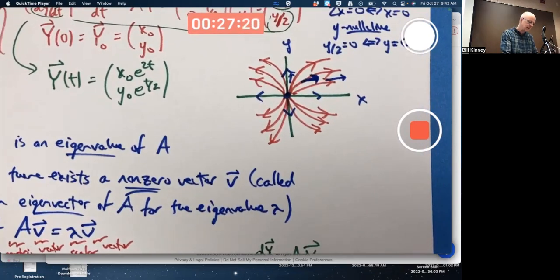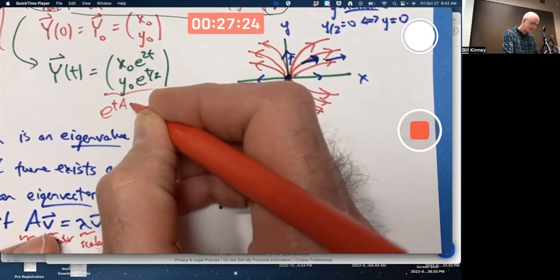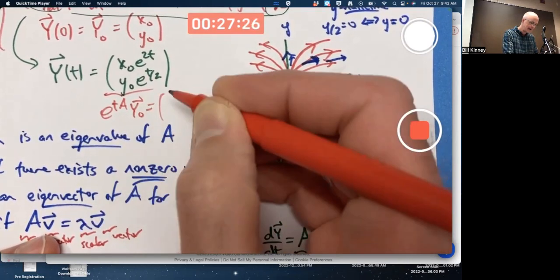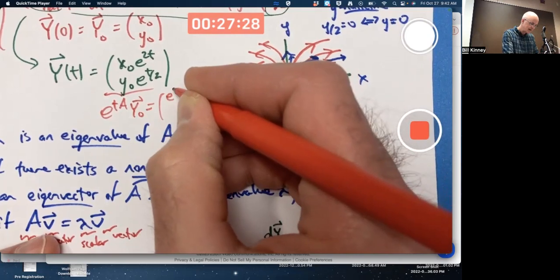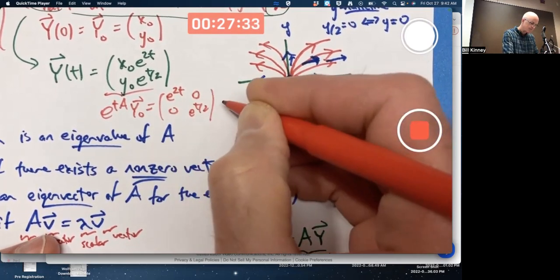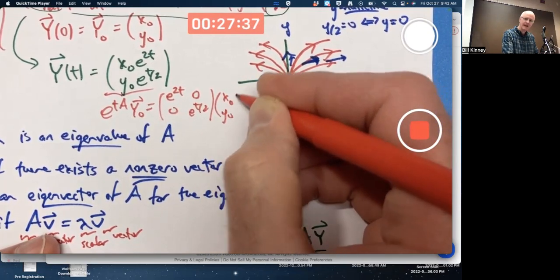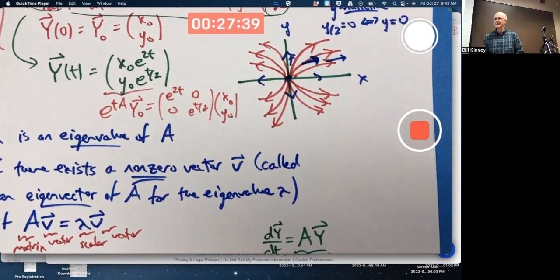This does turn out to equal e to the tA times the vector y naught, because e to the tA ends up being a diagonal matrix itself: e to the 2t, 0, 0, e to the t over 2. I'm not going to explain why at the moment, but that's what it ends up being. It is related to the matrix exponential and the beautiful generalization. And you can relate this to flows, but I'm not doing that today. You can relate this stuff to more abstract vector spaces as well.